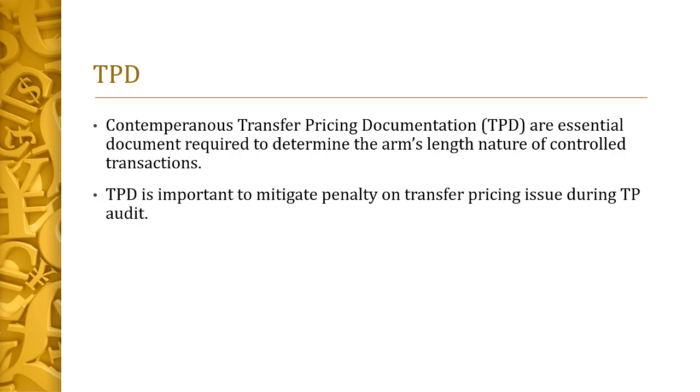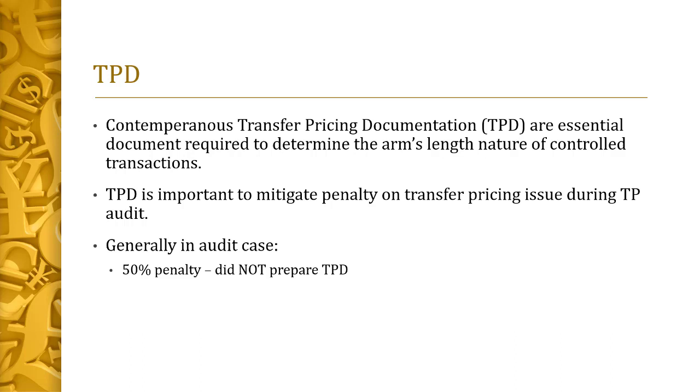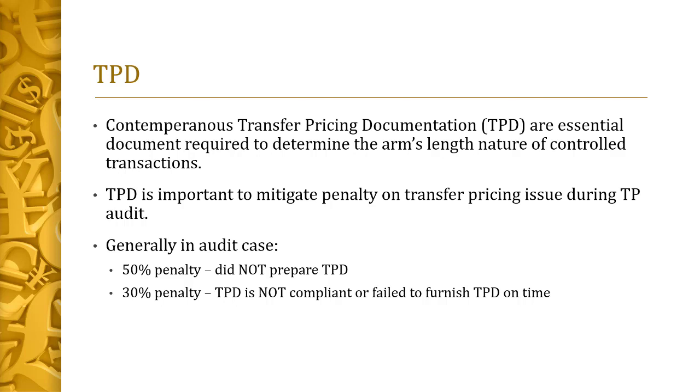So that's why you have to remember that this TPD, contemporaneous transfer pricing documentation, is critically important to mitigate the penalty on transfer pricing issues during a transfer pricing audit. Generally, when we have a transfer pricing audit, this is the penalty scheme that can be imposed on transfer pricing issues. They can charge you up to 50% penalty when you did not prepare transfer pricing documentation. You can get up to 30% penalty when your TPD is not in compliance.